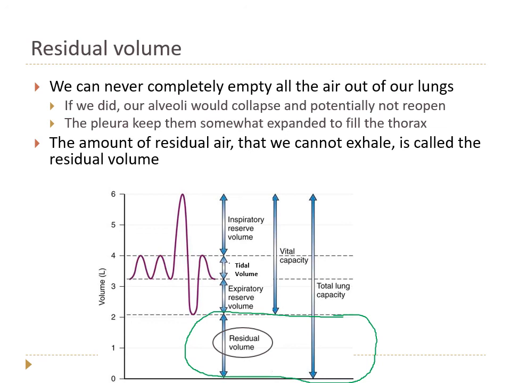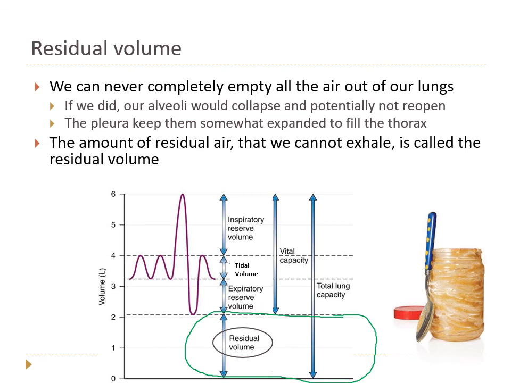So we never want to completely empty all the air out, and our pleura, as you'll remember, through that mechanical coupling with the thoracic wall or the thoracic cage, are holding the lungs always open at least a little bit. So this amount of residual air that we can't exhale is called the residual volume. It's what's always in there to make sure our lungs don't completely collapse. I tend to think of it like that peanut butter that you just can't get out of the jar, right? No matter how hard you try, you just can't get it all out. That's what residual volume is for the lungs.